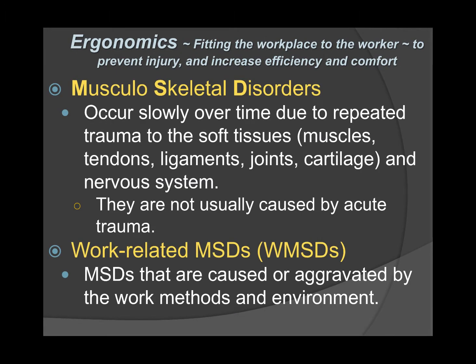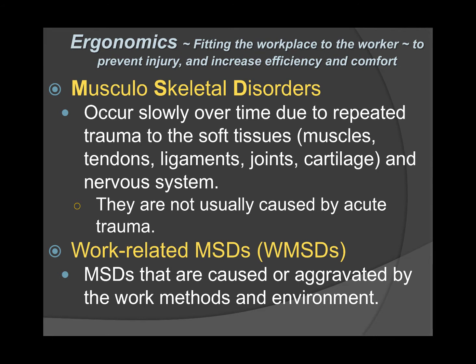So ergonomics is fitting the workplace to the worker to prevent injury, increase efficiency and comfort. And what we're trying to prevent is the development of musculoskeletal disorders. Musculoskeletal disorders occur slowly over time due to repeated microtrauma to the body's soft tissues. That's your muscles, tendons, ligaments, cartilage, spinal discs, where two bones come together. That's your joints or your nervous system.